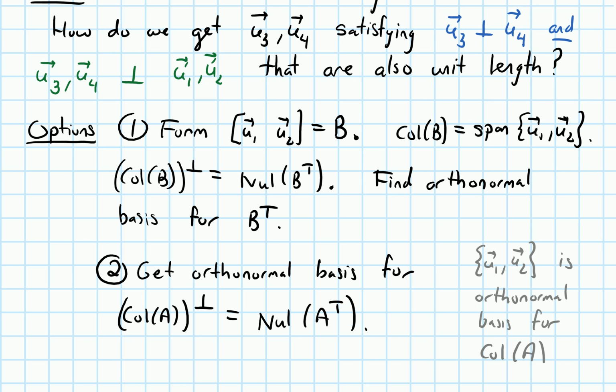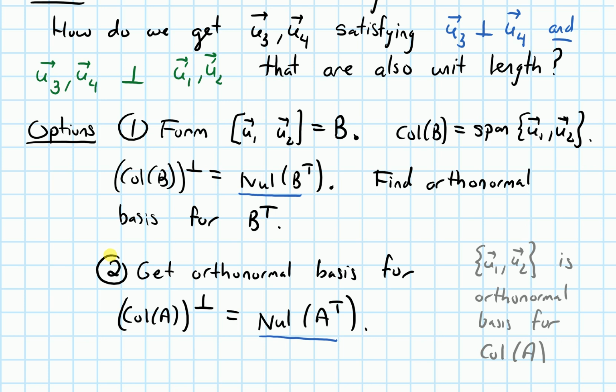So we have two possible approaches. We can either put the vectors u1 and u2 into a matrix as columns and then find the null space of that matrix. Or we can go back to the original matrix A, if that's easier, and then find the null space of A transpose. We have these two possibilities. So let's do that for our example.